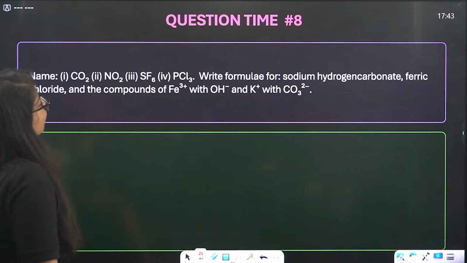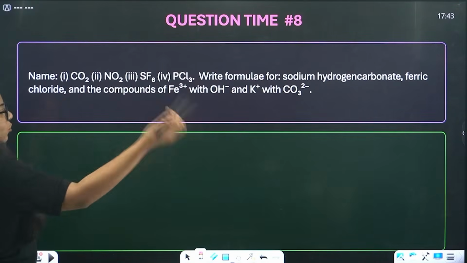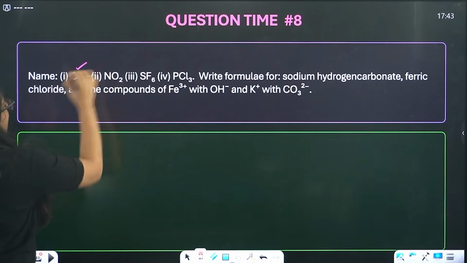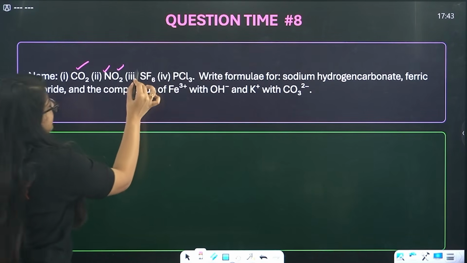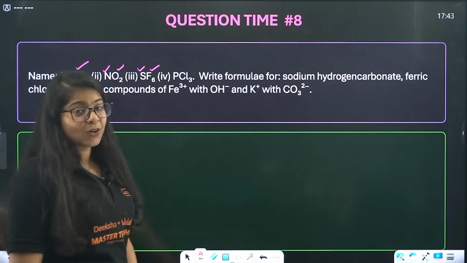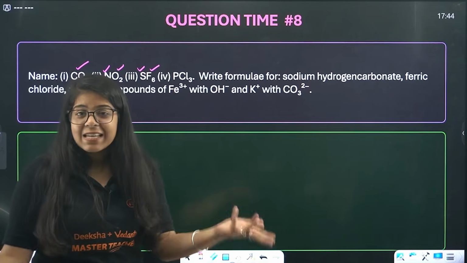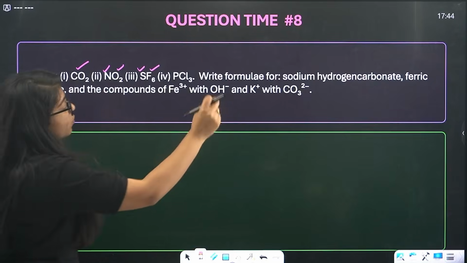We have a question for you. Name CO2. You just have to name them. Okay, fast. Name it in your head, and if you want to comment, you are very welcome. Carbon dioxide. Okay. Nitrogen dioxide. Sulfur hexafluoride. Phosphorus tetrachloride. Whatever we studied in the last slide. Exactly that. Okay.